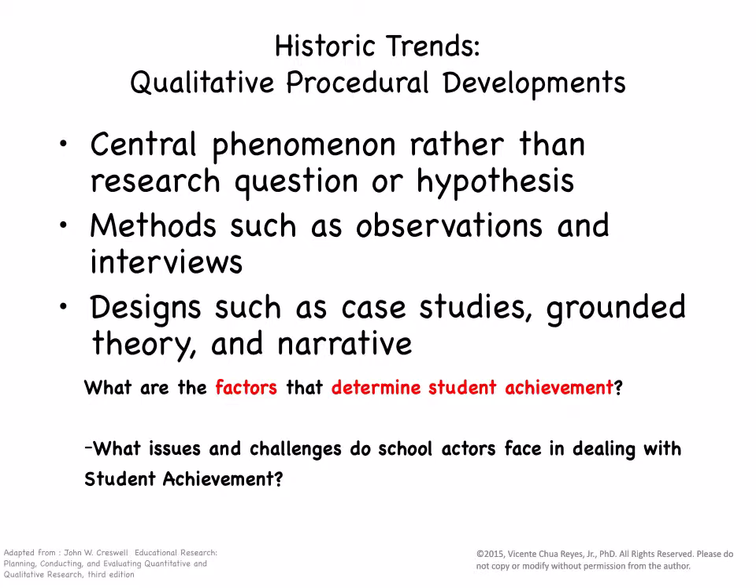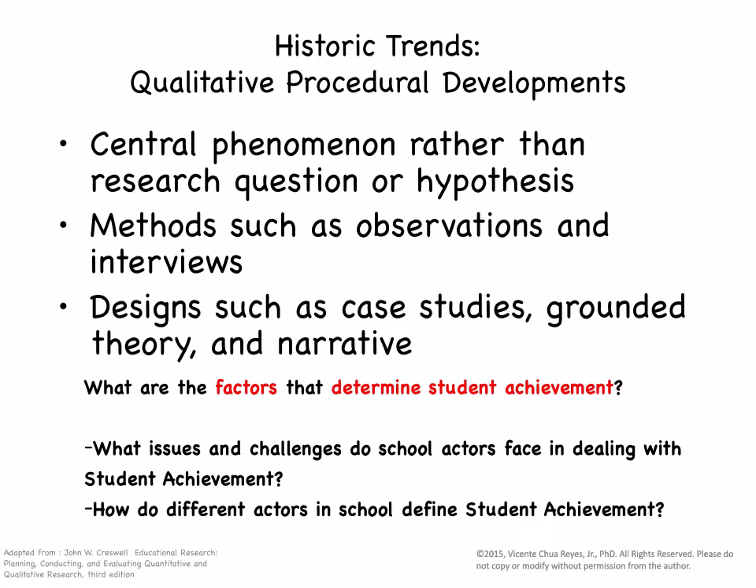We could also design studies that are more grounded theory in nature, which essentially means developing an inductive way of looking at theory development. The question, how do different actors in school define student achievement, is an example of this, where what happens would be extracting how different respondents perceive student achievement and coming up with a ground-up description of what the emerging theory is.